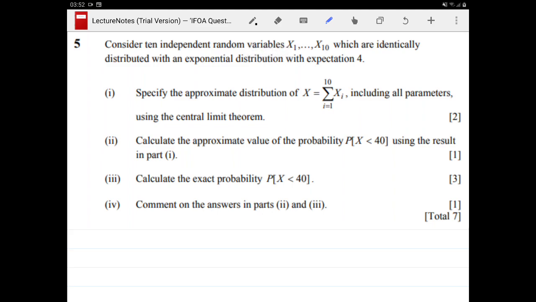Okay, so the question reads as follows. Consider 10 independent random variables X1 through to X10, which are identically distributed with an exponential distribution with expectation equal to 4. The first question is: specify the approximate distribution of X, where X is equal to the sum, including all parameters, using the central limit theorem. Question 2 is: calculate the approximate value of the probability that X is less than 40 using the result in part 1. Part 3 is: calculate the exact probability that X is less than 40. And the last question is: comment on the answers in parts 2 and 3. Hopefully you're going to pause the video at this point and attempt it on your own, and then come back when you're ready to get the answers.